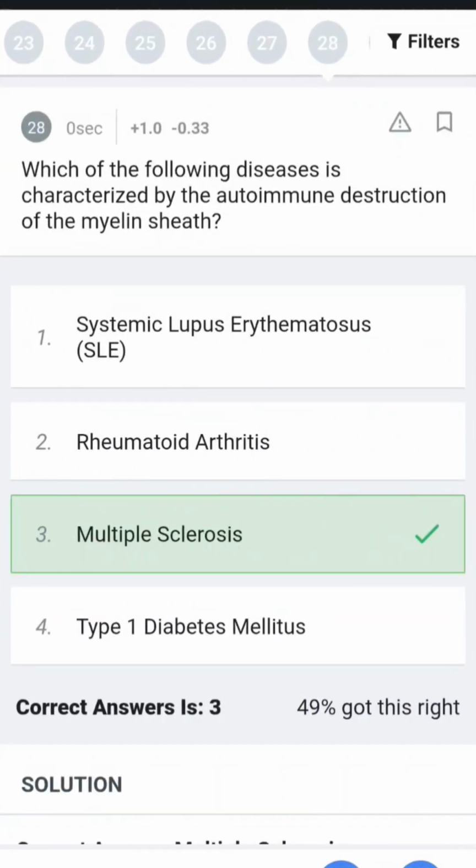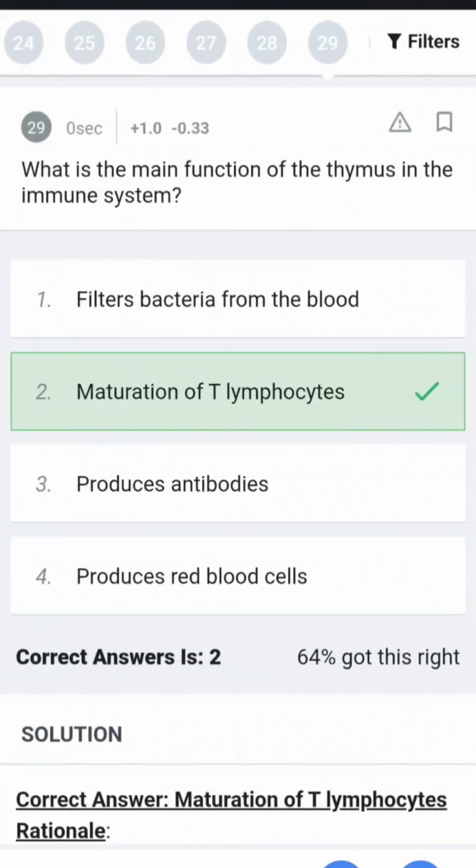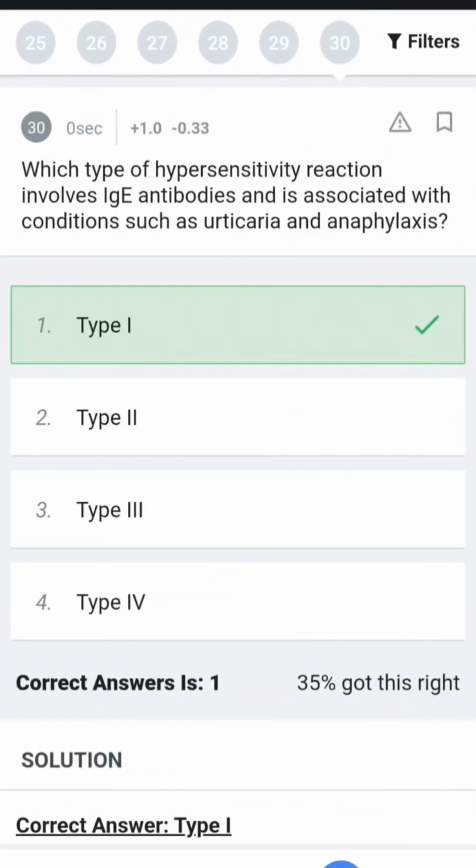Question number 28. Which of the following disease is characterized by autoimmune destruction of myelin sheath? Correct answer is third, multiple sclerosis. What is the main function of thymus in the immune system? Correct answer is maturation of T lymphocytes. Which type of hypersensitivity reaction involves IgE antibody and is associated with conditions such as urticaria and anaphylaxis? Correct answer is type 1.